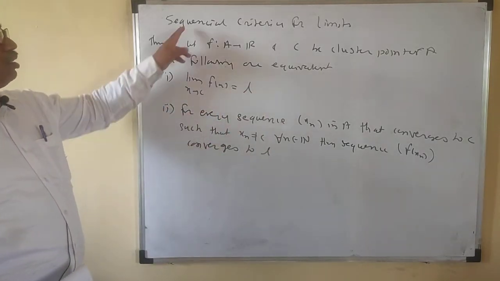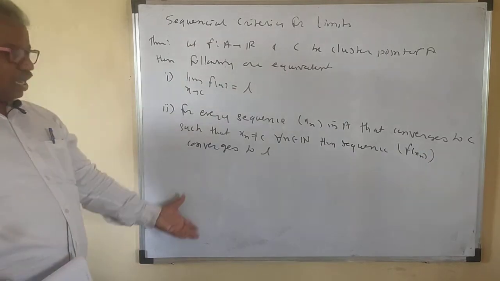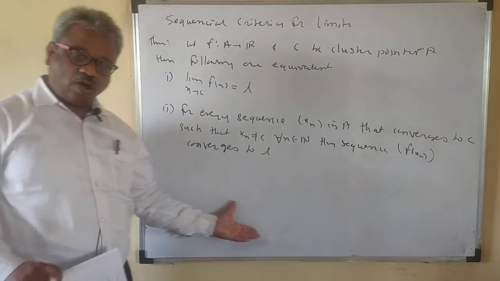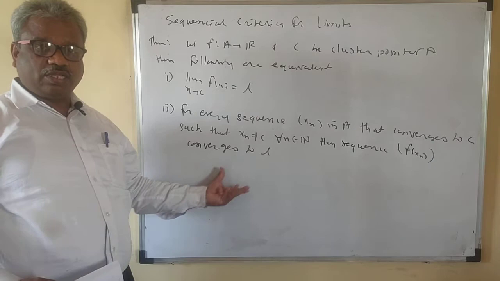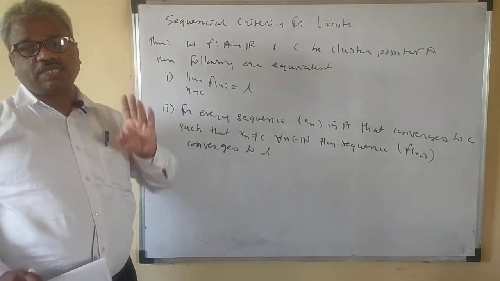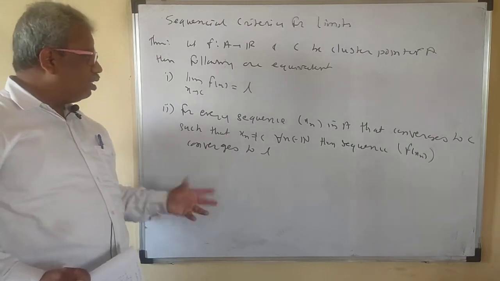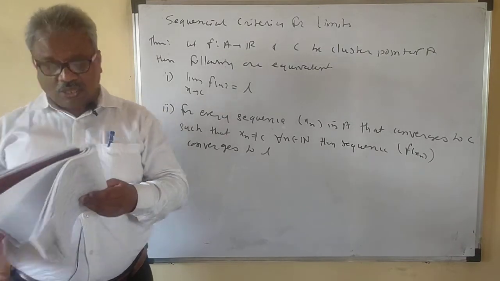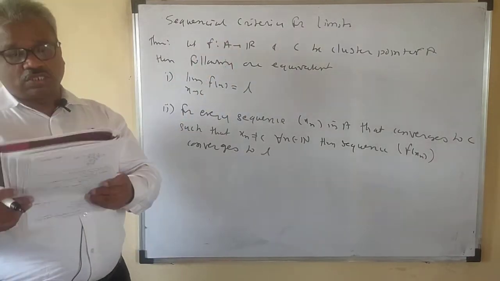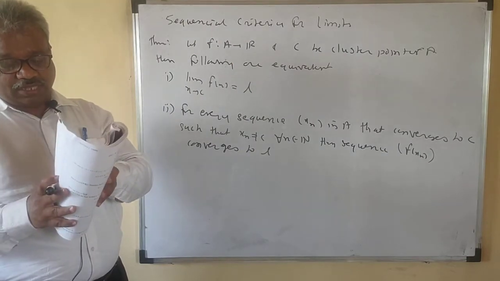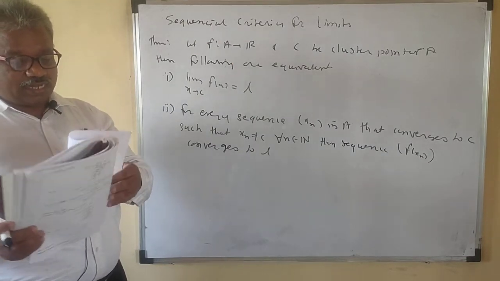So this is called the sequential criteria. Or they will ask some options, what is it known as, and the sequential criteria of the limit will be the correct option. So three options will be wrong, and you have to choose the correct option. So you should know what you mean by the sequential criteria. This is the sequential criteria.